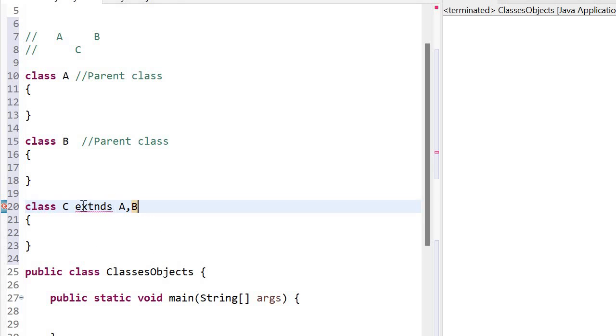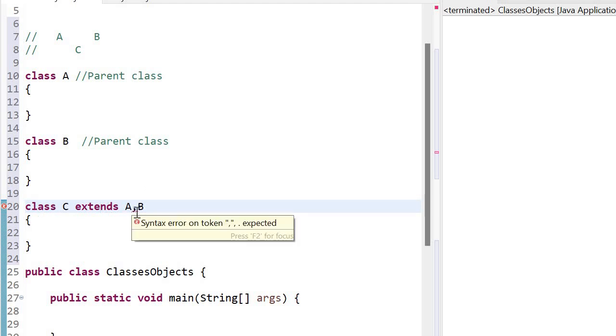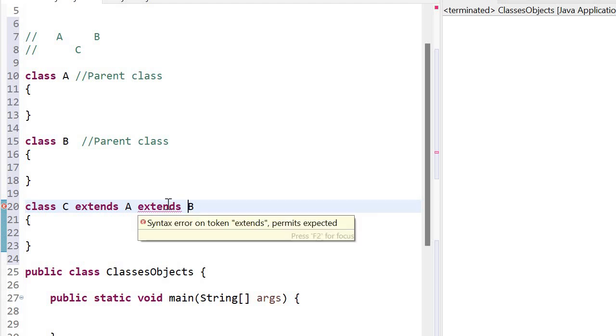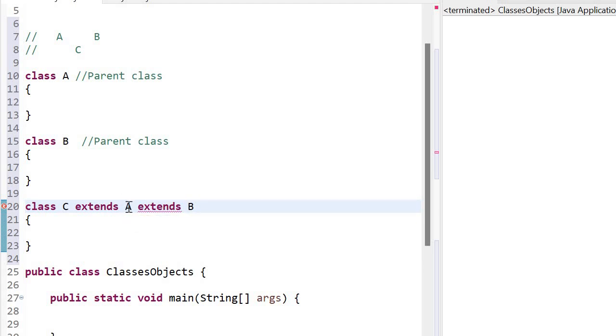But if you notice, there is an error showing: syntax error on token. What kind of error? Should I write and over here? Should I write extends over here again? No. This is a syntax error because in Java, multiple inheritance is not allowed. The concept is like that. Why? There is an ambiguity. What kind of ambiguity? Let's discuss it.